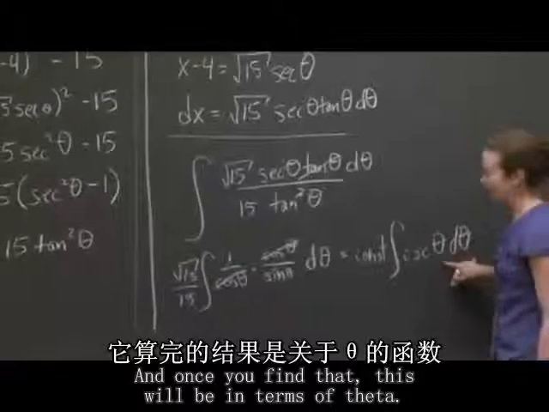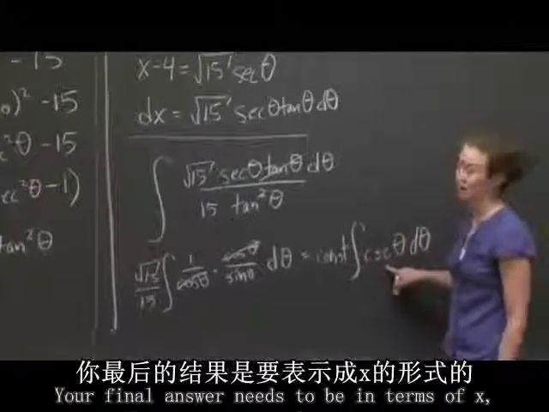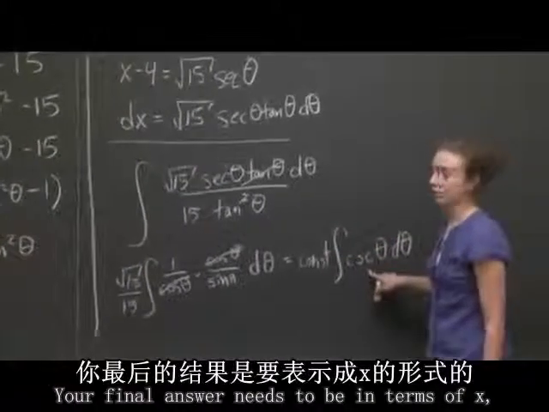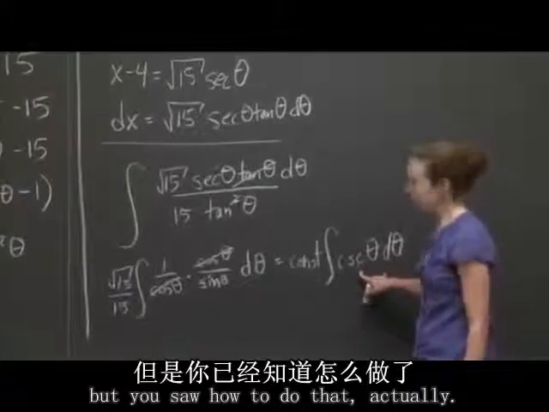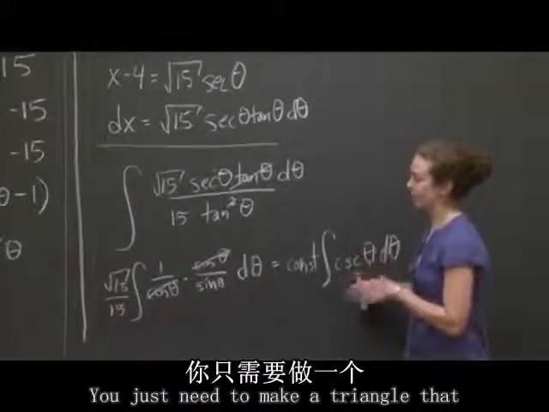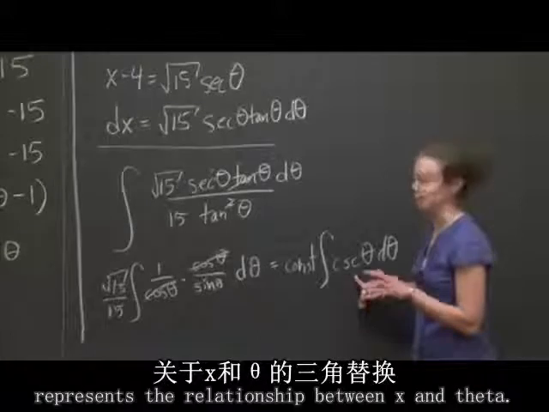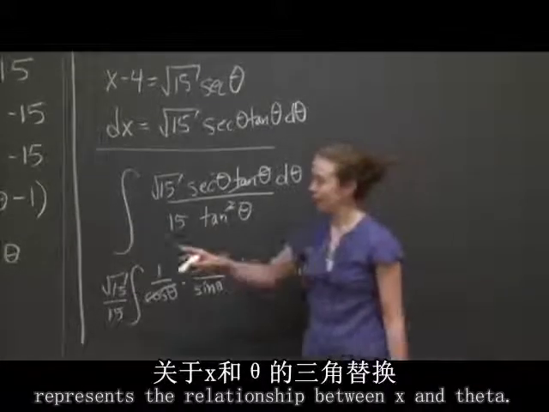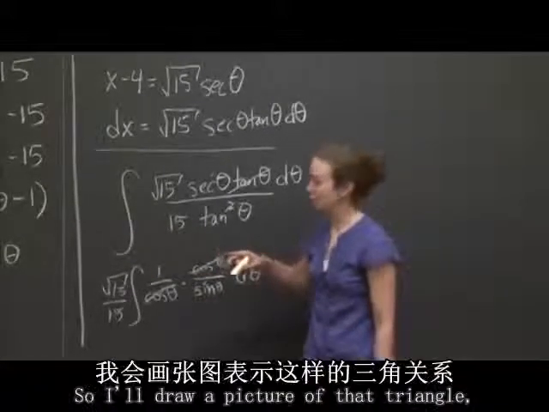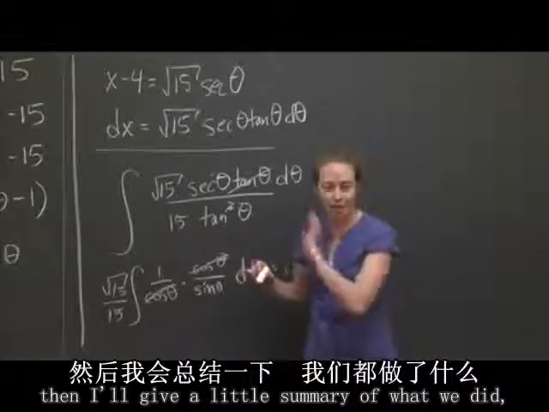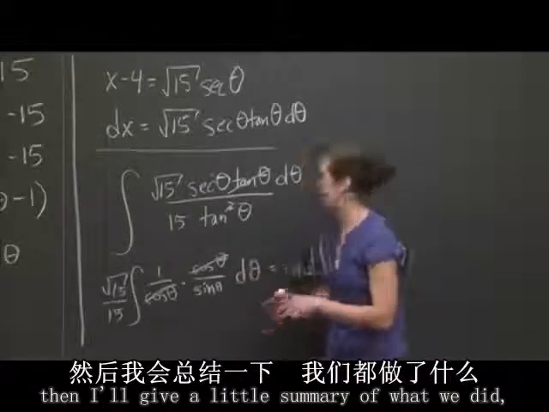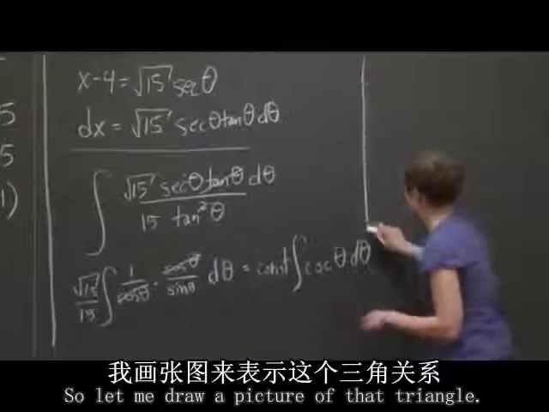And once you find that, this will be in terms of theta. Your final answer needs to be in terms of x. But you saw how to do that, actually. You just need to make a triangle that represents the relationship between x and theta. So I'll draw a picture of that triangle, then I'll give a little summary of what we did, and then we'll stop. So let me draw a picture of that triangle.